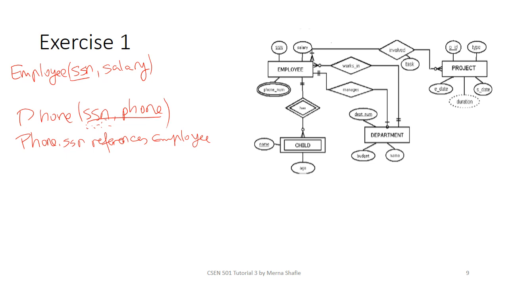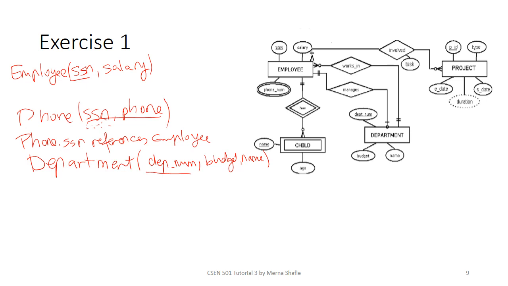Now, let us get to the next entity. We have the entity department. What attributes does a department have? It has department number, budget, and name. And the primary key in this case is the department number.